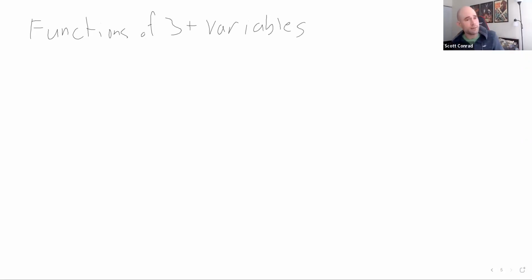So we can also take partial derivatives for functions of more than 2 variables, 3 or more variables, using the same rule. Except this time, so say we have x, y, and z, 3 variables. If we take the partial with respect to y, now we're treating everything but y as a constant. So x and z are constants, and we're differentiating with respect to y.